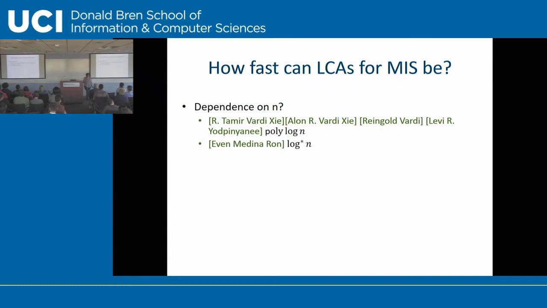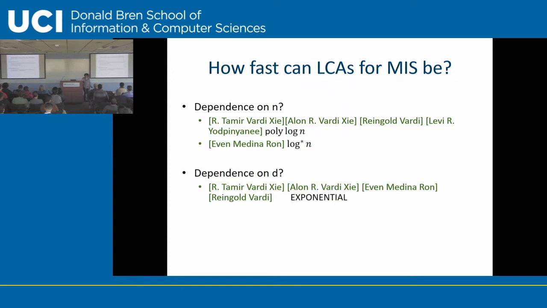So let's talk about how fast LCAs for maximal independent set can be, in terms of dependence on n. Let's assume degree is constant, all you care about is dependence on the number of nodes in the graph. What I talked about now gives you polylog n dependence. There's a work of Even, Medina, and Ron based on a different distributed algorithm that gives you log star of n. So that's pretty cool.